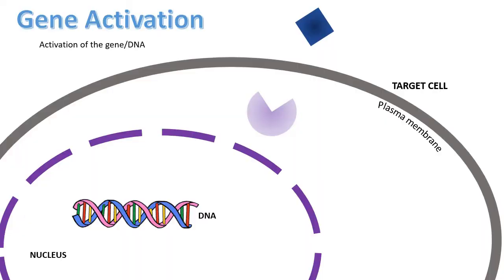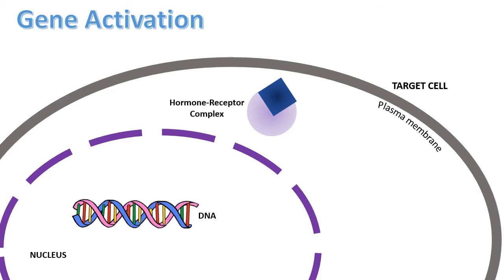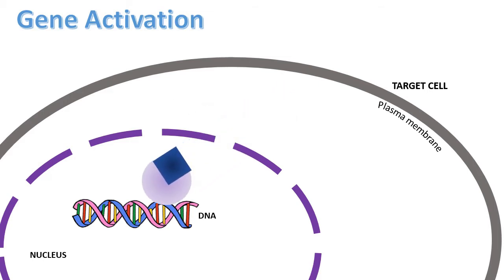The first mechanism we have is gene activation. Based on the name, we know that this will activate the gene or the DNA. We have the steroid hormones and the receptor protein in the cytoplasm of the target cell. The steroid will diffuse through the phospholipid bilayer because it is lipid-soluble and bind with the receptor protein, forming a hormone-receptor complex. Then the complex will diffuse into the nucleus through the nuclear pore and bind to the DNA at a specific target gene.